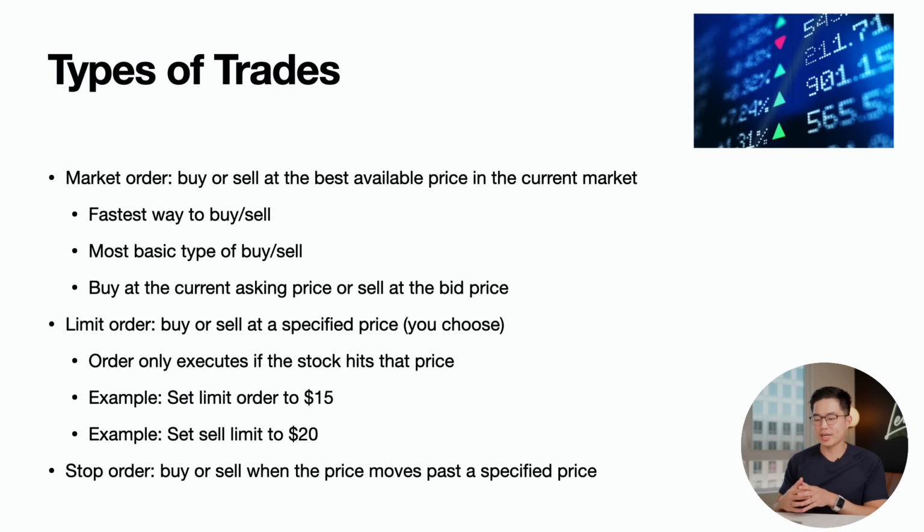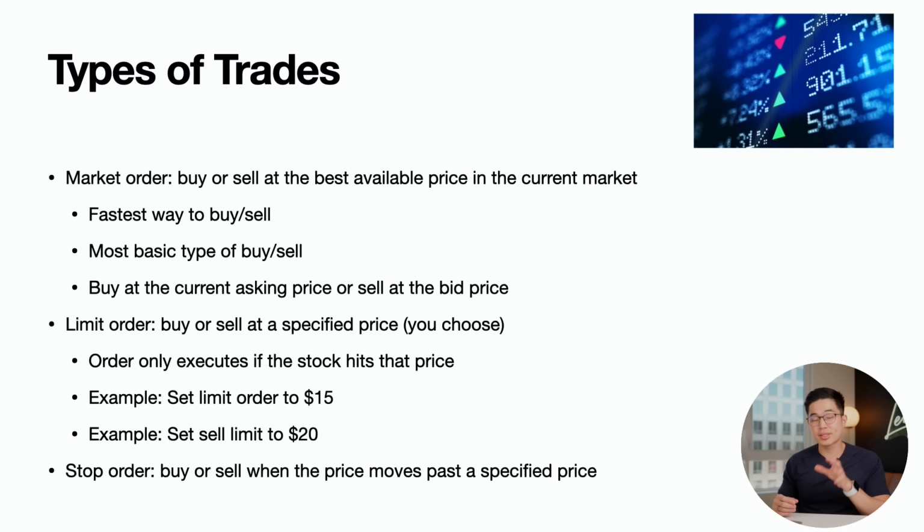The risk with this is that it might not execute because the share price might not drop from $18 to $15. You could, however, set a limit order for, let's say, $17.90. There's a pretty good chance that that is going to execute because it might just drop down 10 cents and then it will execute that order.